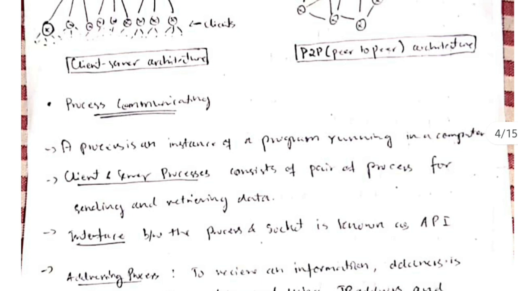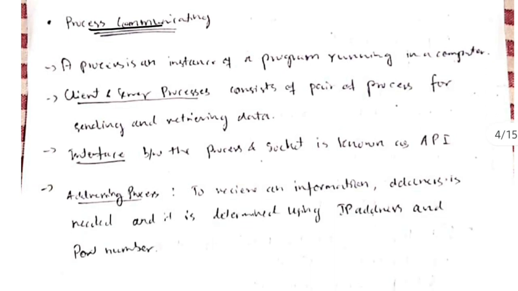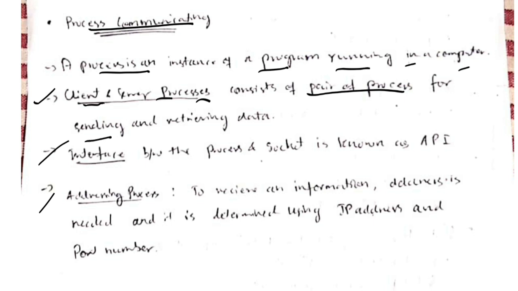So this was the first subtopic. The second one is process communicating. Process means, we all know what a process is, right? A way to perform a task, okay. A process is an instance of a program running in a computer, okay. And these are some of the definitions which we need to know. Client and server processes consist of a pair of processes for sending and retrieving data, okay. Client requests some data and the server sends that data, okay.